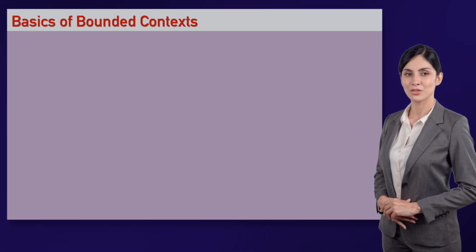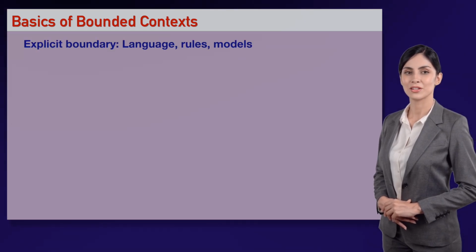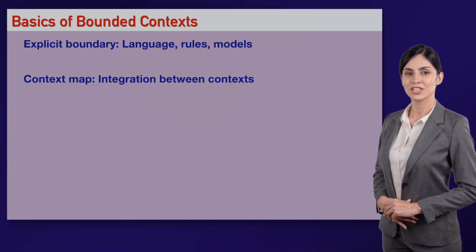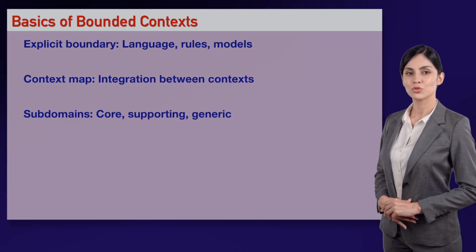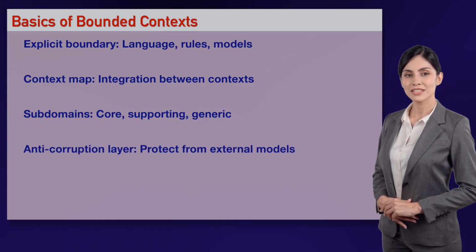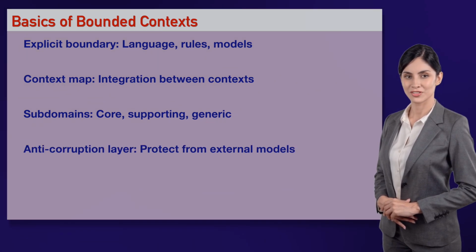Covering the basics of bounded contexts to establish the concept clearly: a bounded context is an explicit boundary within which a particular domain model, language, and rules apply consistently, preventing concepts from bleeding across different parts of the system. Context mapping describes how contexts integrate using patterns like shared kernel or anti-corruption layers. Subdomains classify areas as core, supporting, or generic. An anti-corruption layer translates external models to protect the internal bounded context from pollution.